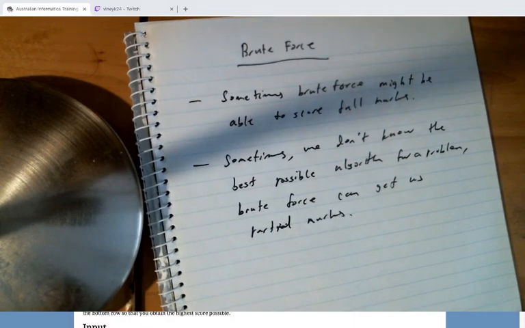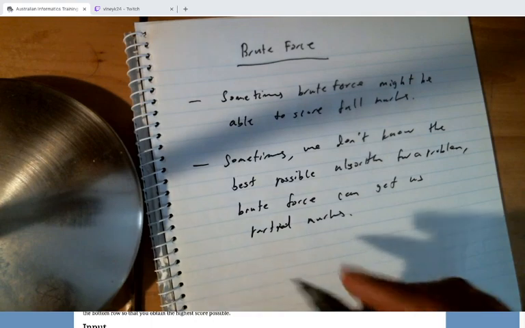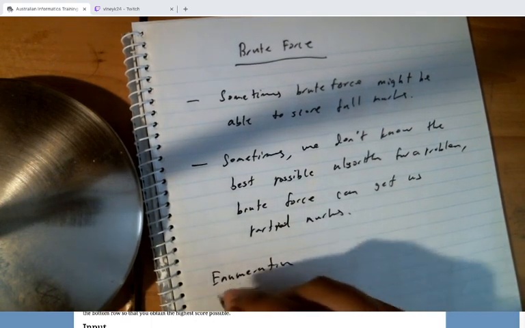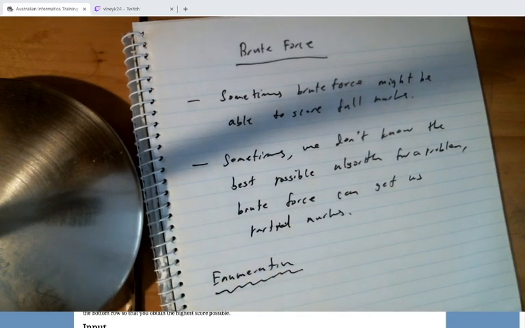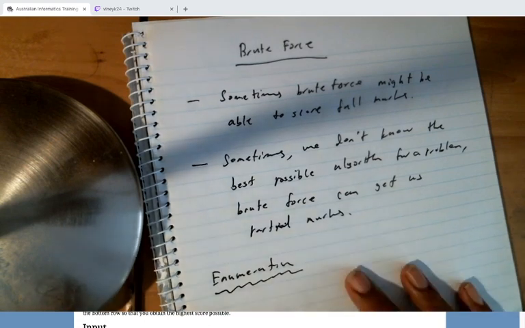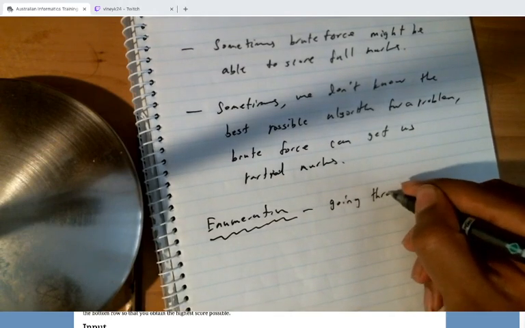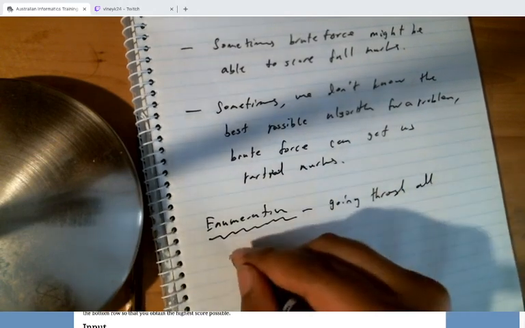What is a brute force algorithm? What do we do when we do brute force? So, essentially, brute force is all about enumeration. Okay, what does enumeration mean? All right, enumeration means going through all possibilities.